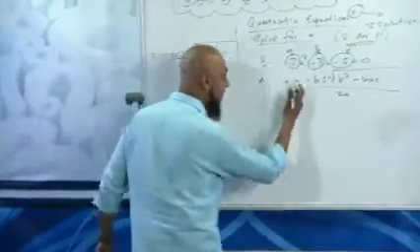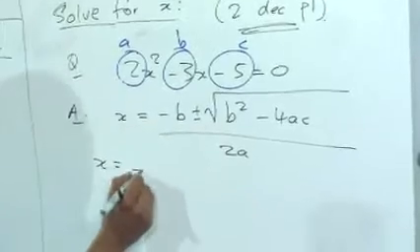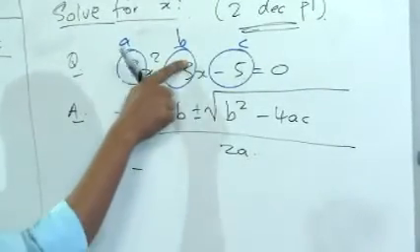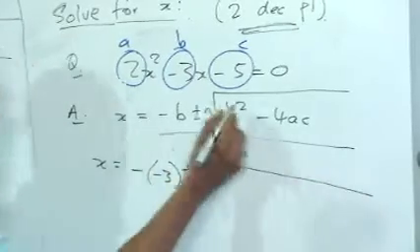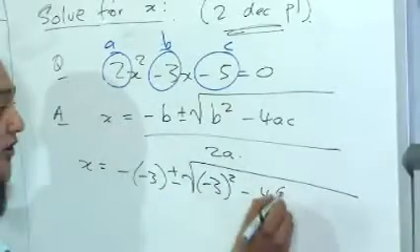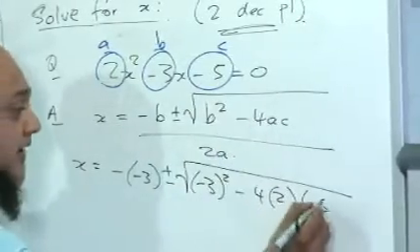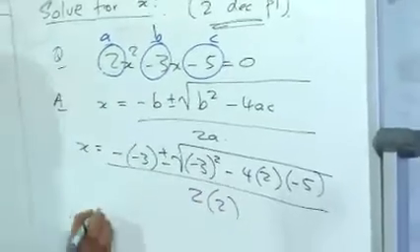Let's get started. Right, so x is equal to minus b. So there's a minus, there's a negative. b, what's b? Negative 3, plus minus the square root of b squared, minus 3 squared, minus 4. A is how much? 2. C is how much? Negative 5. All over 2a, 2 into 2. Are we good to go?